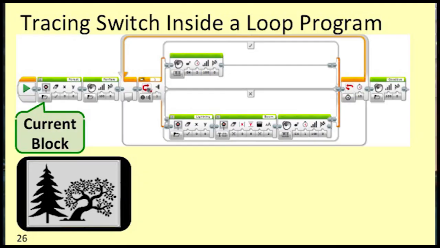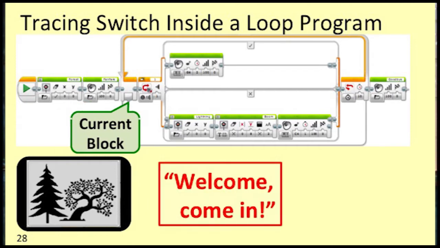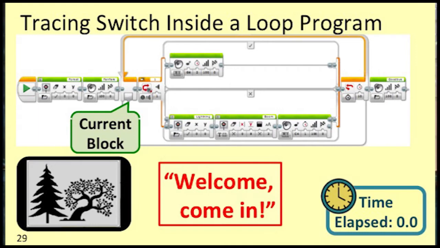So it looked like our program was behaving strangely, but actually the program is doing exactly what we told it to do. Let's trace our program and see if we can figure out what's going on. We start the program and display the forest image, then play the fanfare sound, and when we arrive at the loop it says, "Welcome, come in." Since this is a loop based on time, the EV3 will keep track of the seconds elapsed. This will also help us to understand what's going on.